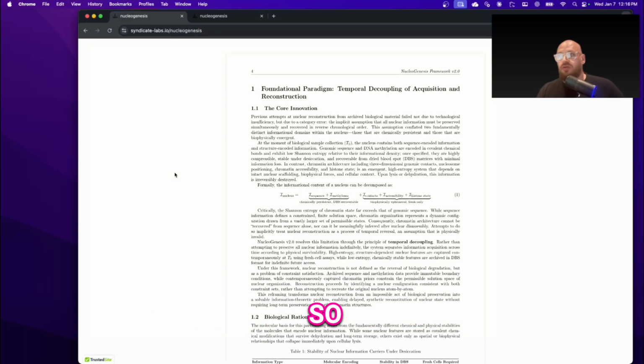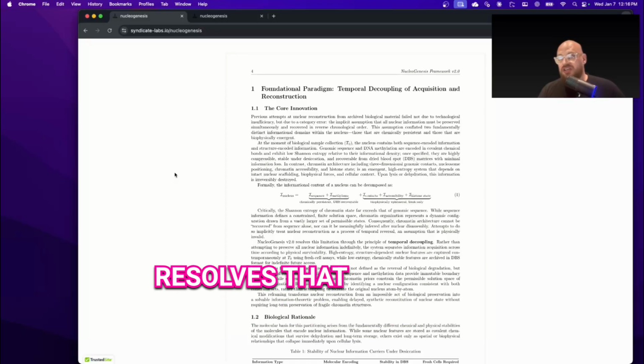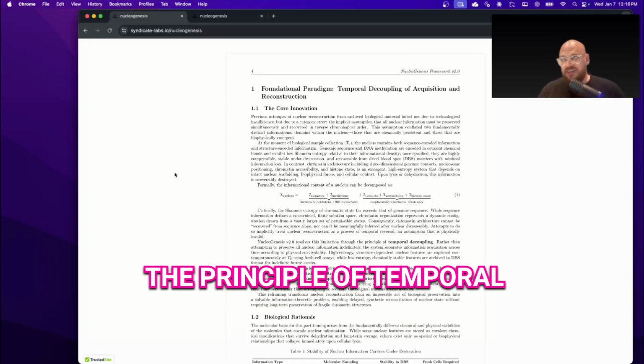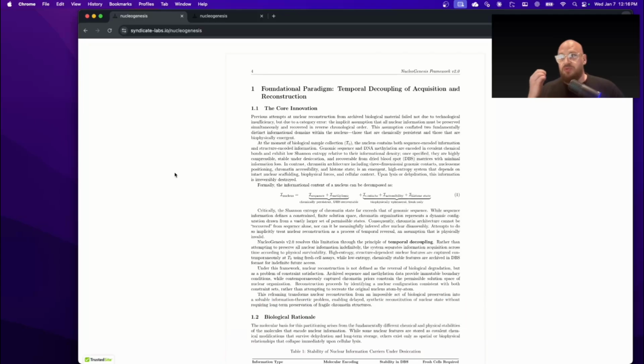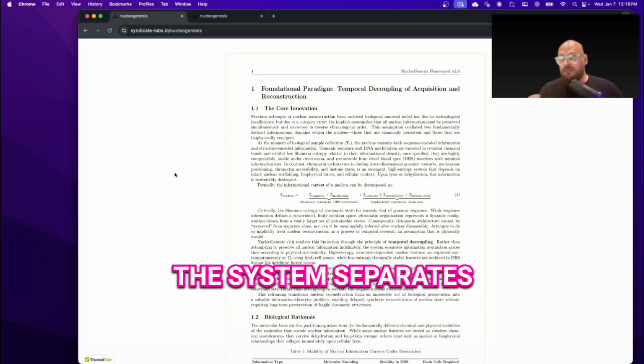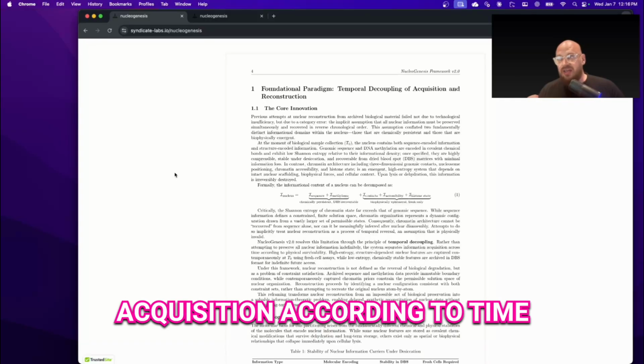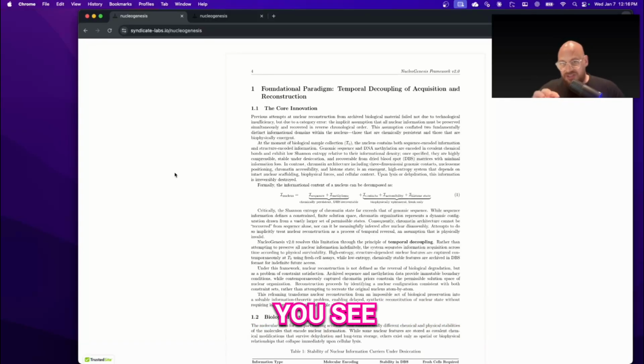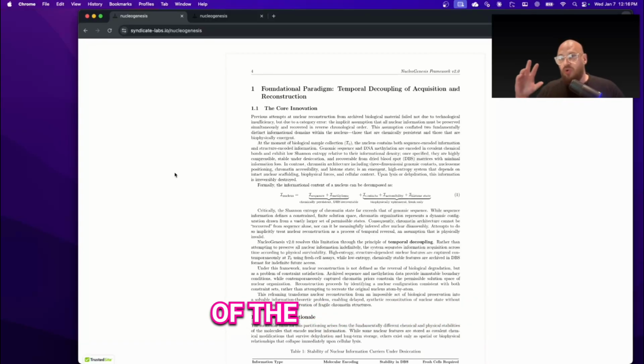Just can't be done. So nucleogenesis resolves that limitation through the principle of temporal decoupling. Rather than attempting to preserve all nuclear information indefinitely, the system separates information acquisition according to time and physical survivability. So you see, that's the purpose of the temporal.